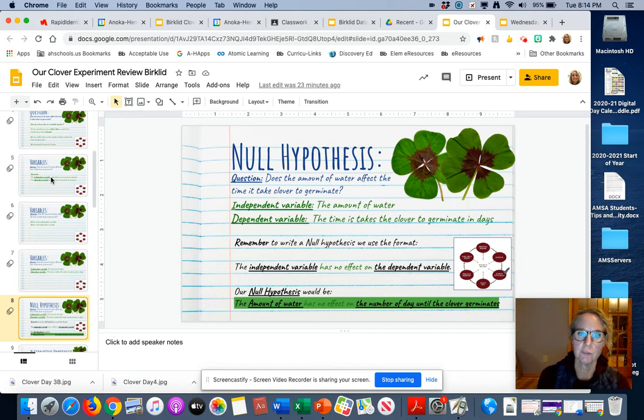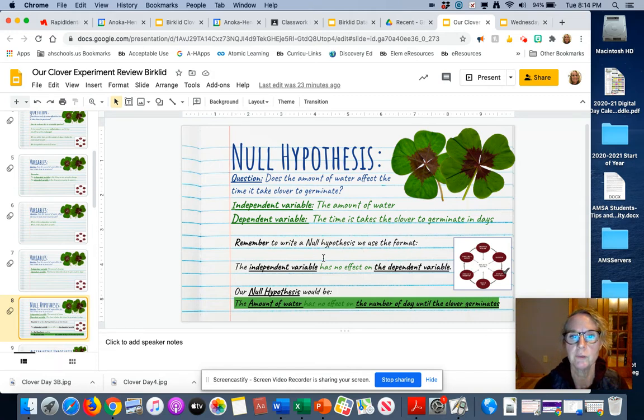The next thing after that is we wrote a hypothesis. The null hypothesis and alternative hypothesis is the new way that we do this. If you remember, you have to do this by knowing your variables first. When we write the null hypothesis, we just put our independent and dependent variable into a formula. The formula is written right here, and it says that the independent variable has no effect on the dependent variable.